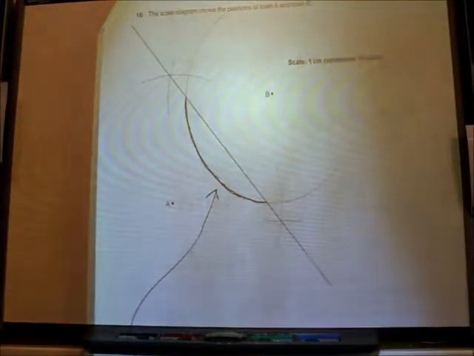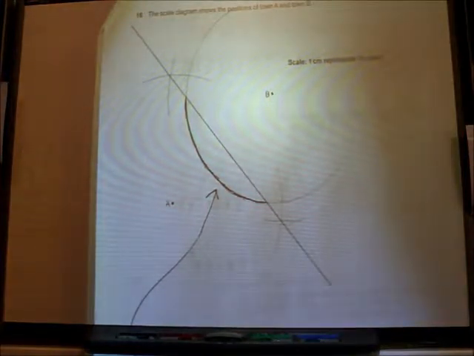If you don't know how to draw a perpendicular bisector, go on Google or YouTube and have a look, or please ask your teacher. I guarantee it will come up in one of your exams and it's worth 2 marks. So you need to know how to draw a perpendicular bisector.